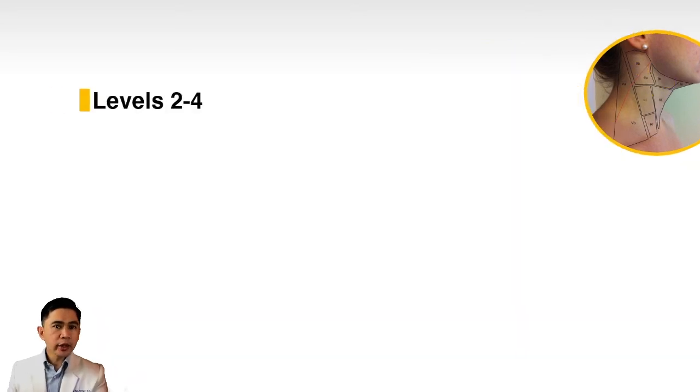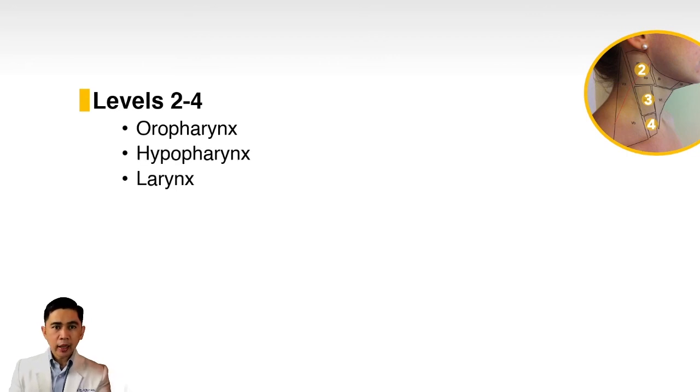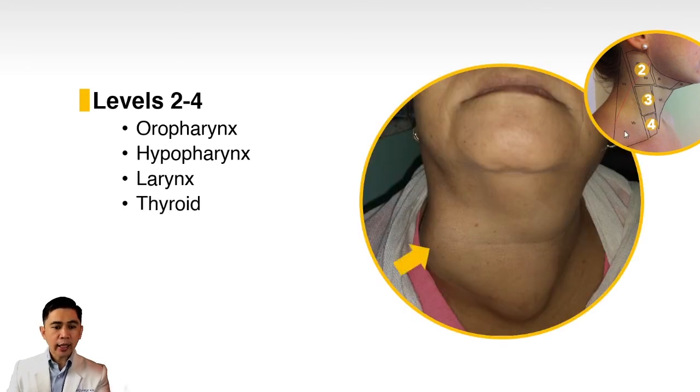When presented with lymph nodes in the levels 2 to 4, usually the primary should be located in the following areas. In the oropharynx, so that includes the tonsils, the base of the tongue, hypopharynx, larynx, especially if the patient has hoarseness or stridor, or the thyroid. This patient has level 3 and level 4 lymph nodes, and true enough, this is a case of a thyroid cancer with lymph node metastasis.